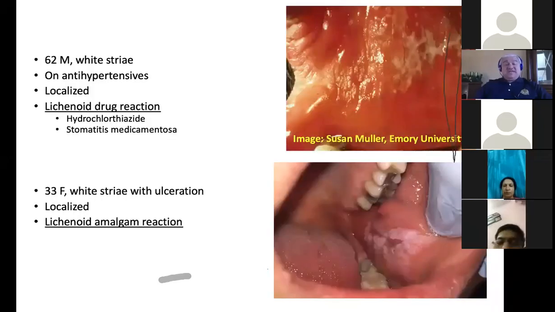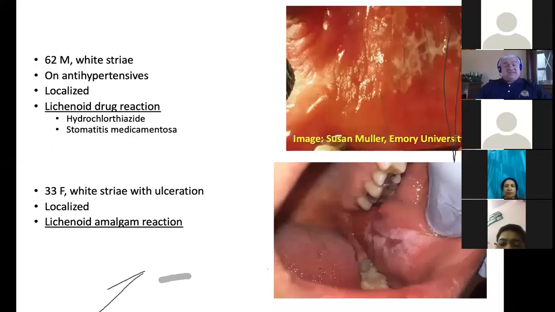So case 3, 62-year-old male, white striae. He's on antihypertensives and is taking hydrochlorothiazide, and he developed lesions weeks after he started hydrochlorothiazide. And so this is what we call a stomatitis medicamentosa, and in particular, this is a lichenoid drug reaction.